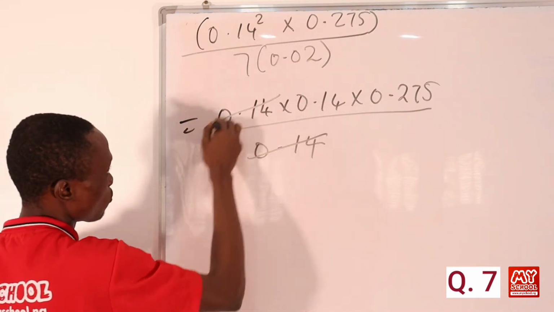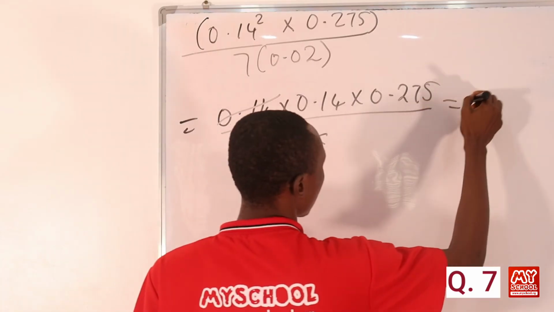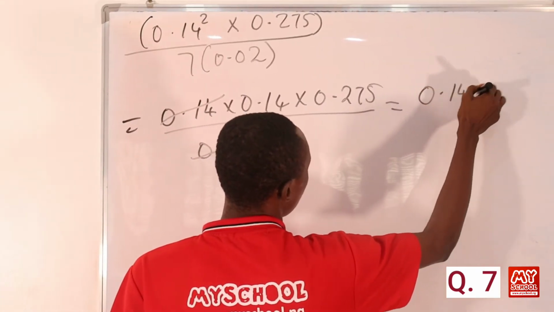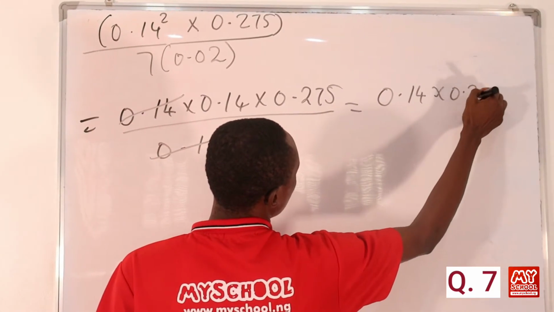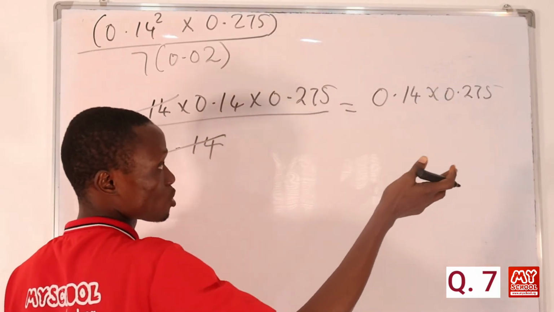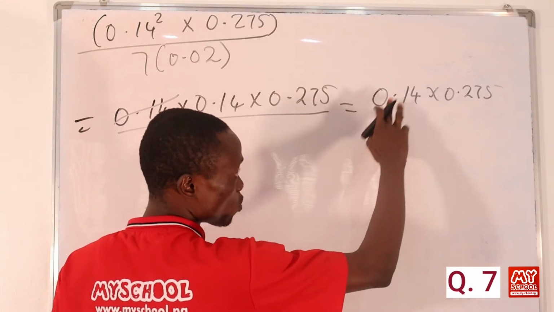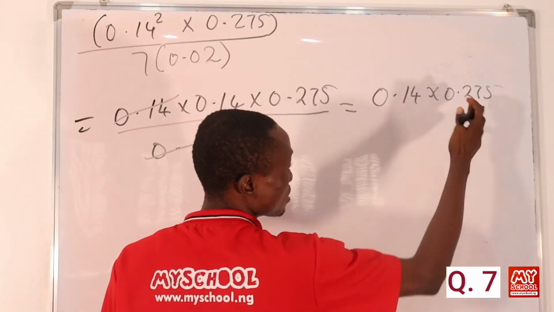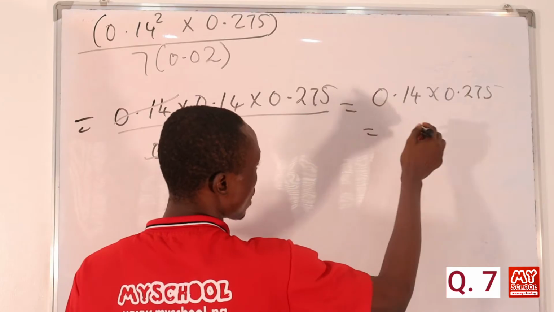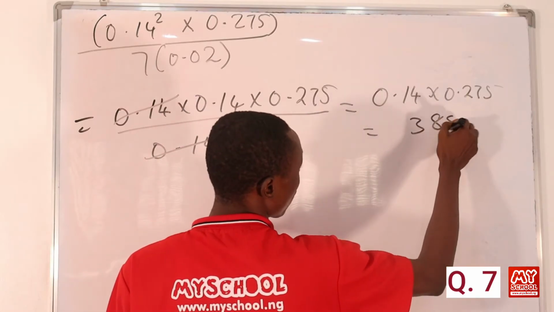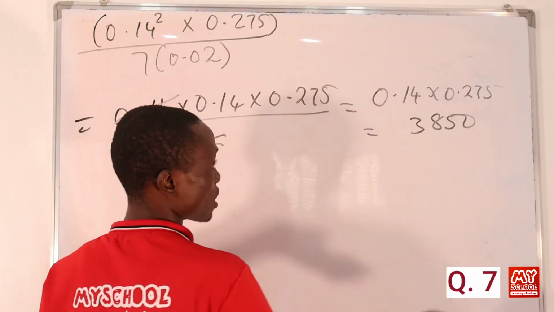So the 0.14 will cancel out, so that at the end of the day we have 0.14 times 0.275. So we're going to multiply it in such a way that we are going to pretend as if these decimal points are not there. So we just multiply 14 times 275. And if we do that, that will be equals to 3,500.